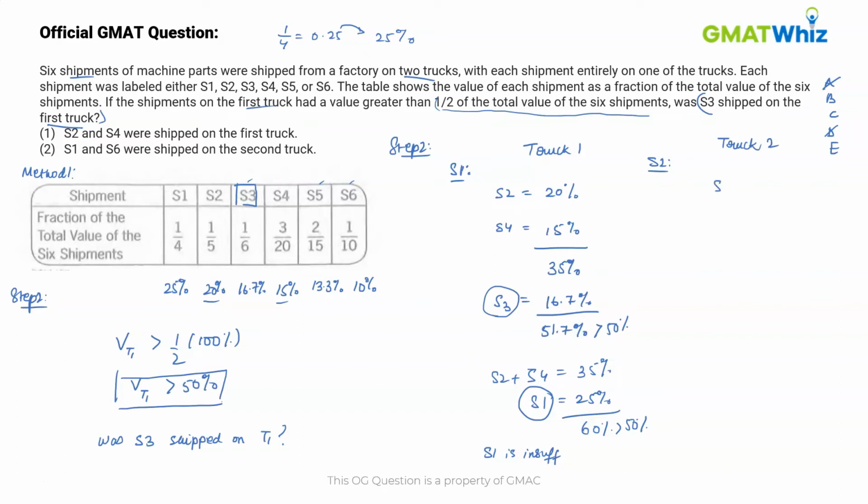Now we are given that S1 and S6 were shipped on the second truck. Now S1 has the value 25% and S6 has the value 10%. Both these add up to give us 35%.